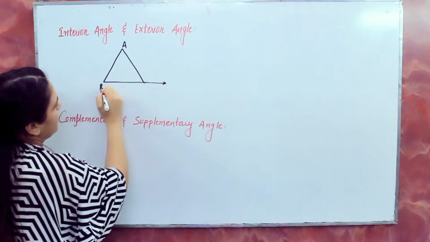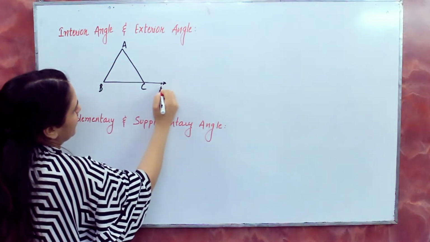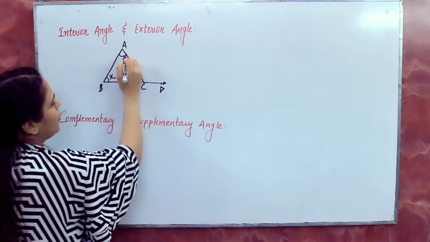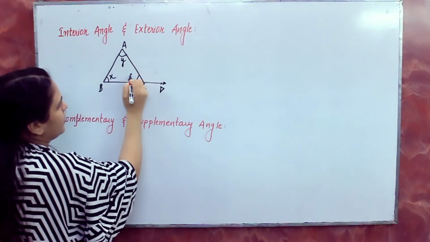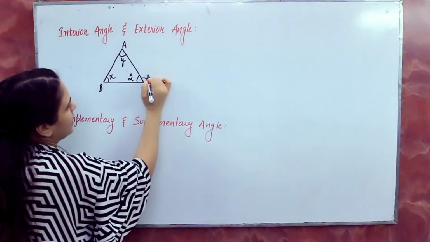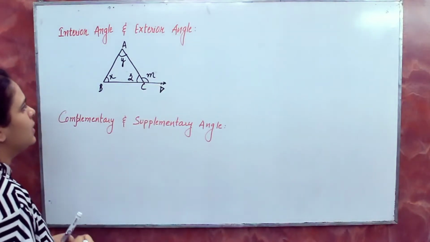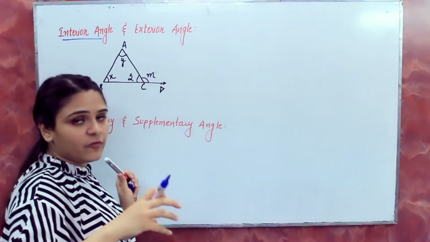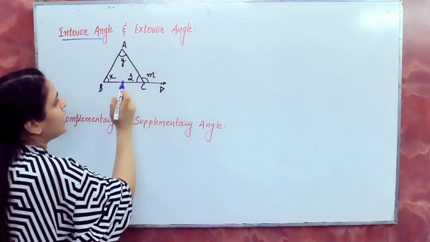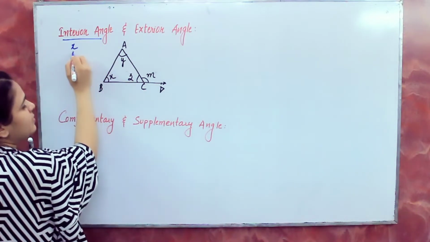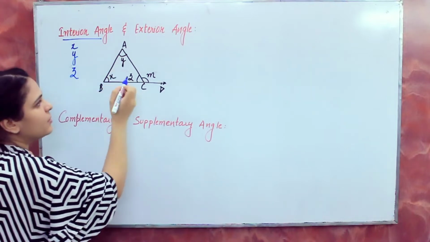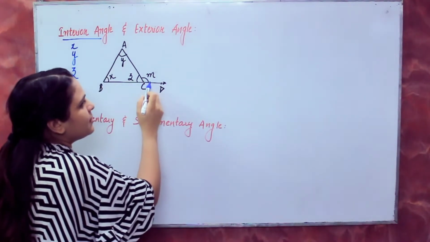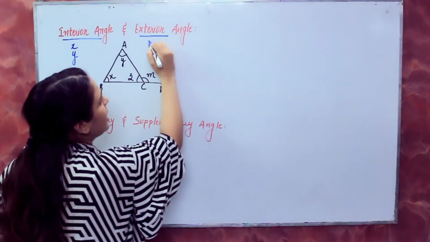A, B, C, point D. These are the angles X, Y, Z and M. So interior angles are those angles which are within a figure. For example, in this case X, Y, Z are the interior angles because they are inside this triangle, whereas M is outside this triangle, so this will be our exterior angle.